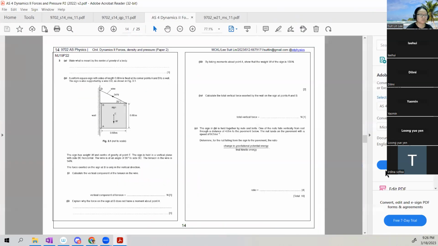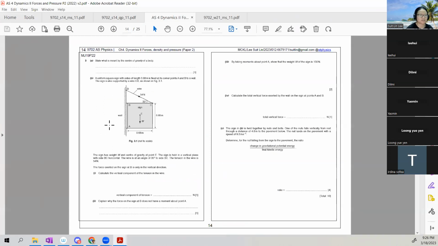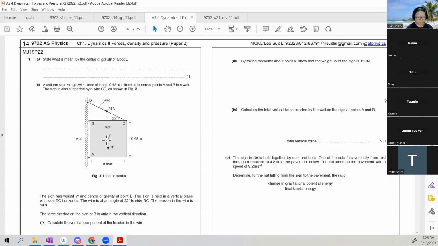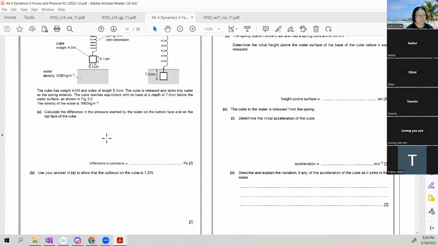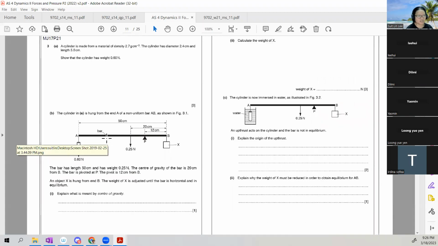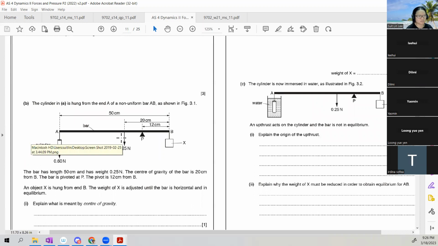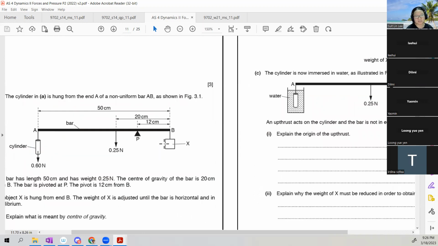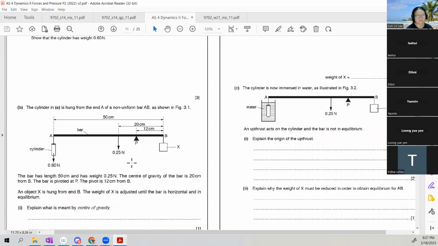Now let's do a speed roll through all the past year questions for paper 2. You see labelled forces for you? The forces are either all labelled or partially labelled. For example, they label this, they label this, and you just need to label this, whatever X is.